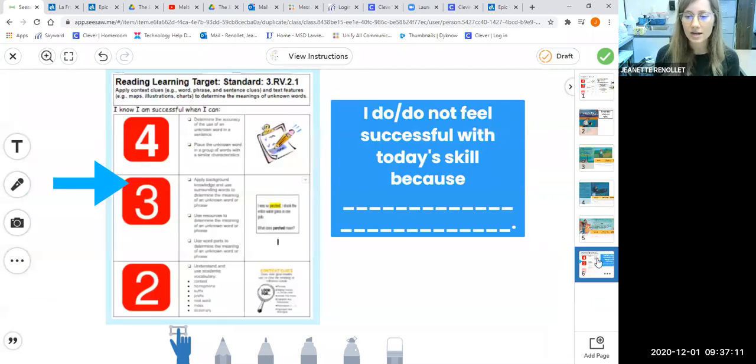When you are done, you're going to reflect on how successful you feel with today's skill. Do you feel like you could teach somebody else? Do you still need some practice? Or do you feel like you are totally lost and you definitely need teacher help? That's what you're going to work on today during your task completion time.